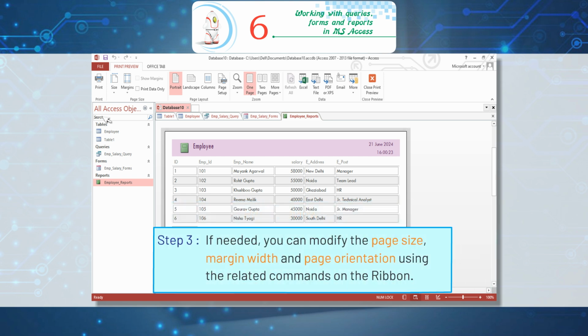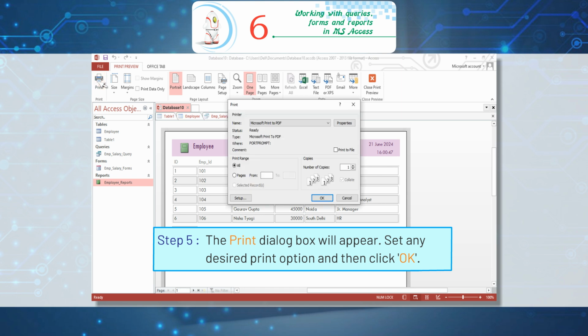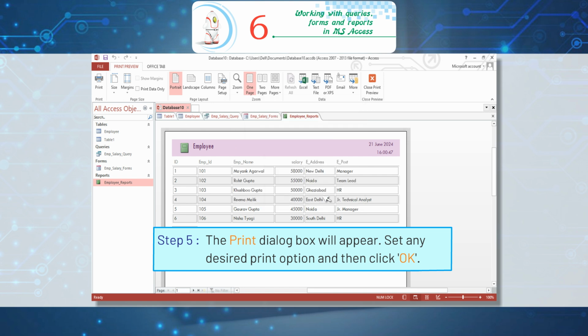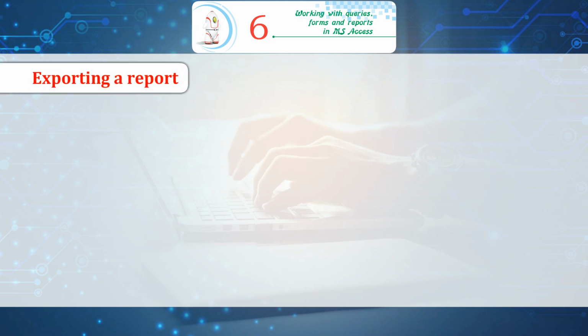3. If needed, you can modify the page size, margin width, and page orientation using the related commands on the ribbon. 4. Click on the Print command to print the report. 5. The Print dialog box will appear. Set any desired print option and then click OK. 6. The report will be printed.